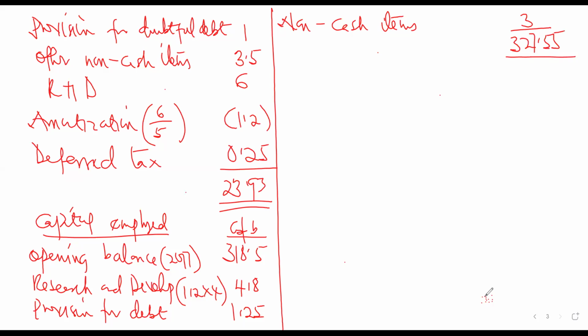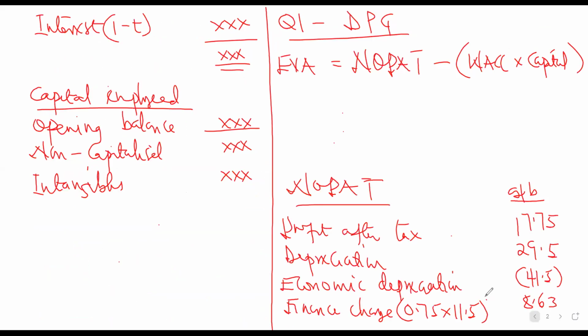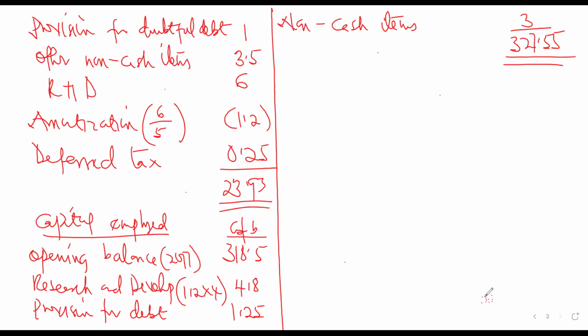Yes, that's correct. So can we say that our EVA now is 23.93 minus... okay, let's find our work now. So we need to find the work.